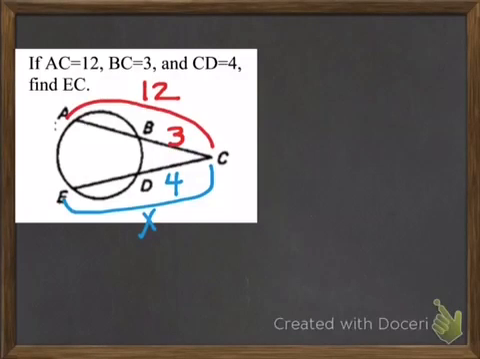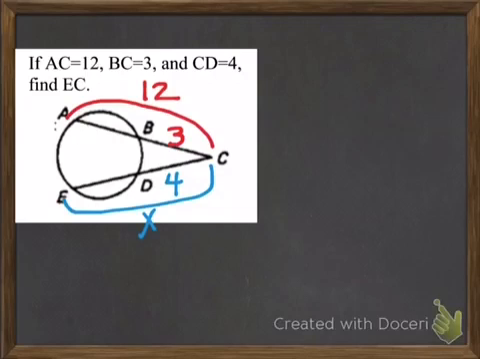Okay, for the first problem I chose to do in my tic-tac-toe board is this one right here. So the first thing I did was label the values that the problem gave me. So I labeled 12 on AC, 3 on BC, and 4 on CD, and I put X on EC. So I know I'm going to use the product of this secant times the exterior part.